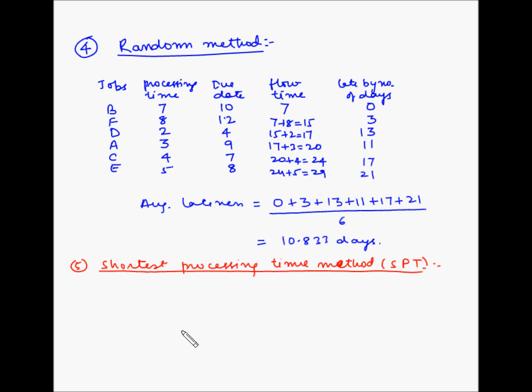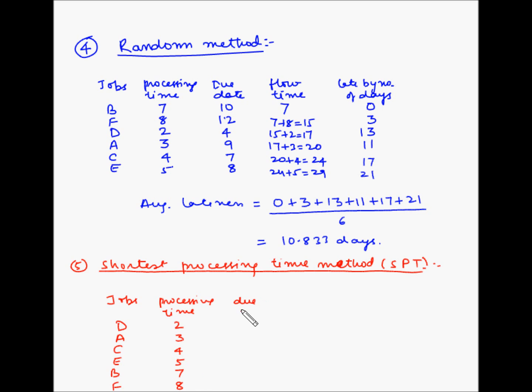So let us note down the jobs in the sequence of their processing times, starting with the lowest. So D has the lowest processing time, then A, then C, then E, then B, and then F. And let's note down the processing time for these jobs. So 2, 3, 4, 5, 7, and 8.